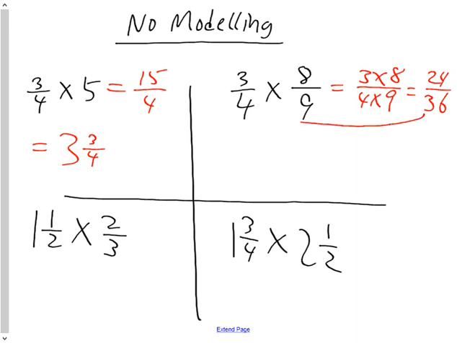Both numerator and denominator, what's the largest number that's divisible into both 24 and 36? The largest number. Anyone know? That's right, the number 12. Both are divisible by 12. So 24 divided by 12 is 2, and 36 divided by 12 is 3. And you get your final answer of 2/3 in lowest terms.